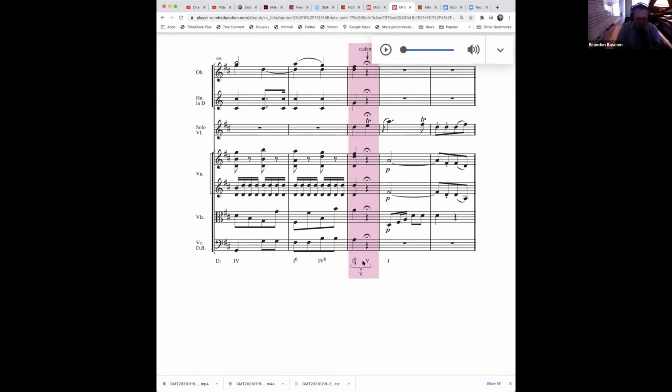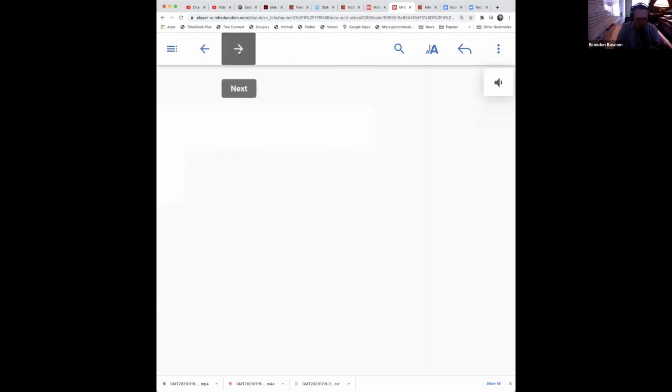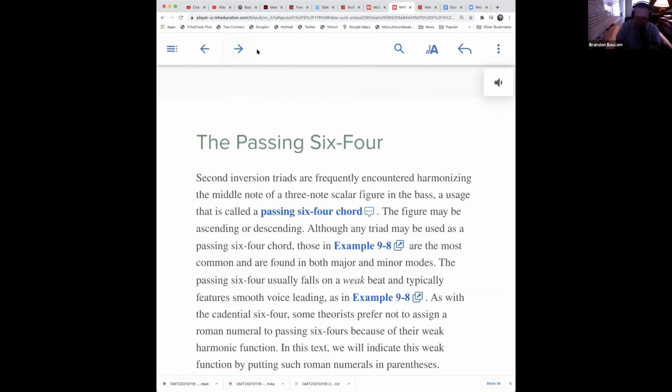Cadential 6/4, dominant chord, soloist goes off, trill, come back. We doing all right so far? We are on to category 3, the passing 6/4.